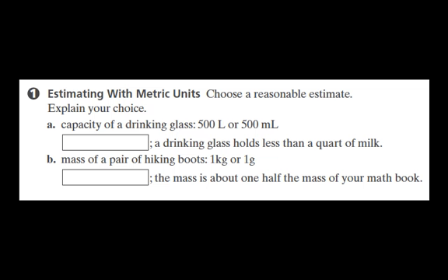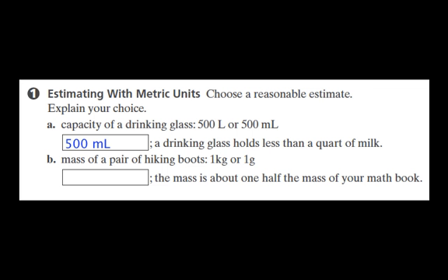For number 1, we're estimating with metric units. Choose a reasonable estimate. For 1A, we have the capacity of a drinking glass. Is it 500 liters or 500 milliliters? If you think logically, 500 liters would be 250 2-liters of pop. There's no way your drinking glass could hold that. So your drinking glass would hold 500 milliliters. That's about 1/2 quart of milk.